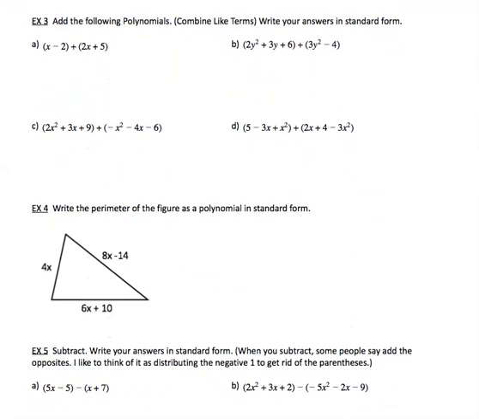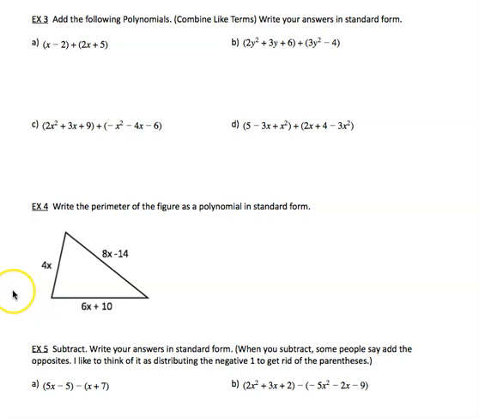All right, example 3, add the polynomials. So when we add polynomials, all it really is, is combining like terms. So there's the horizontal method and there's the vertical method. I'm going to show you both. I don't care which way you choose to do the problems. It's always going to be your choice, so you can just decide what works best for you.